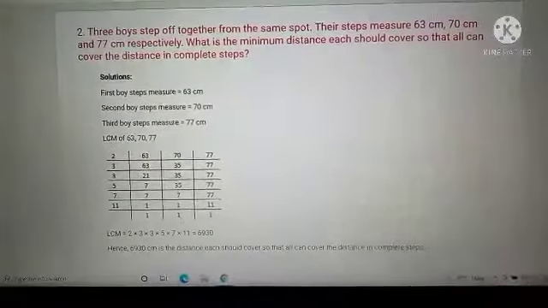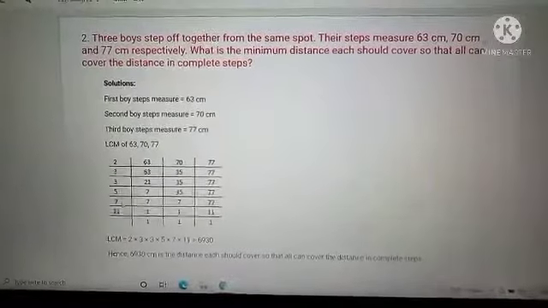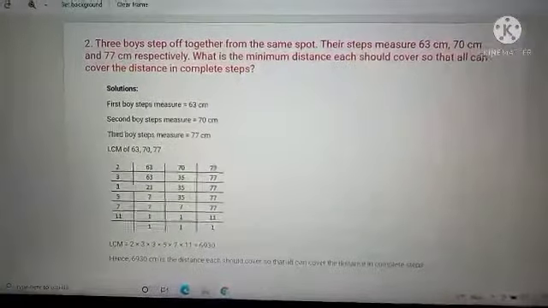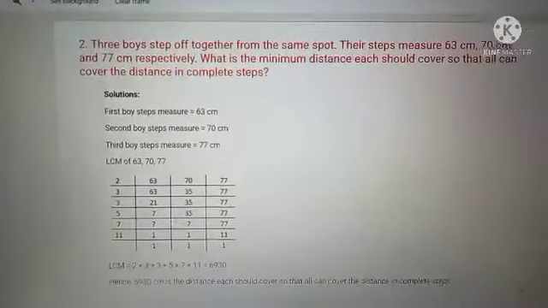Now the LCM is 2 into 3 into 3 into 5 into 7 into 11. That is 6930. Let's see the next question.